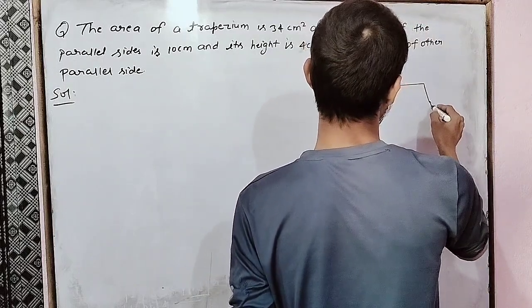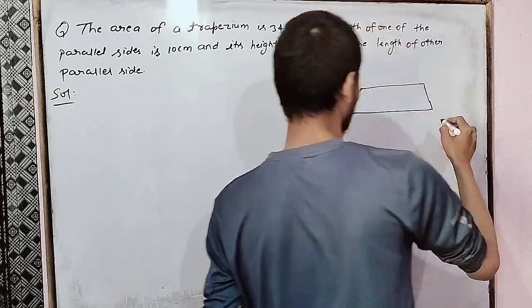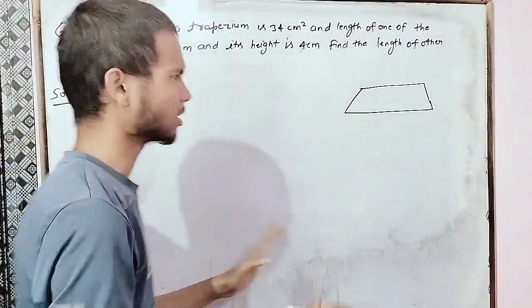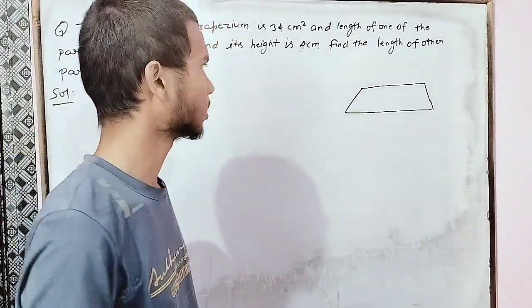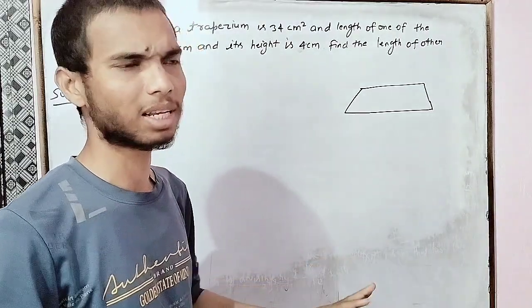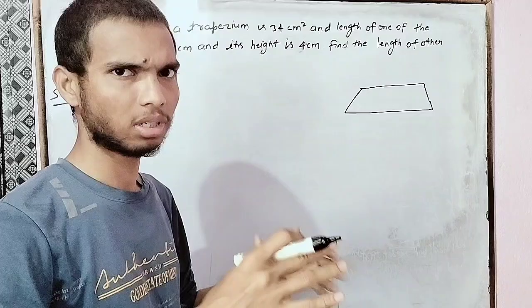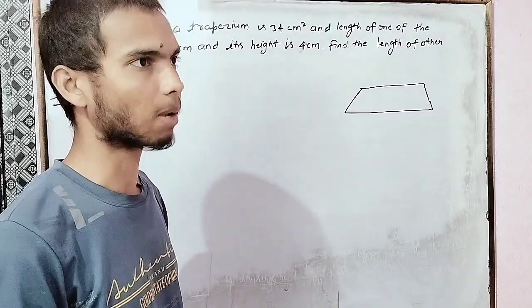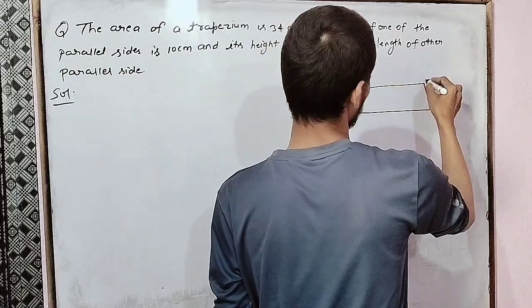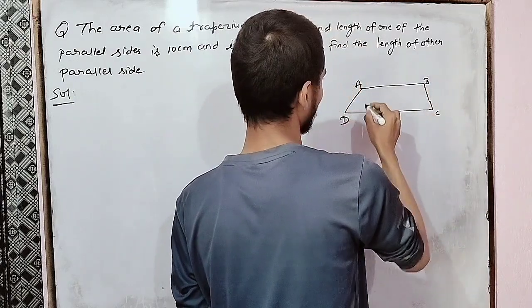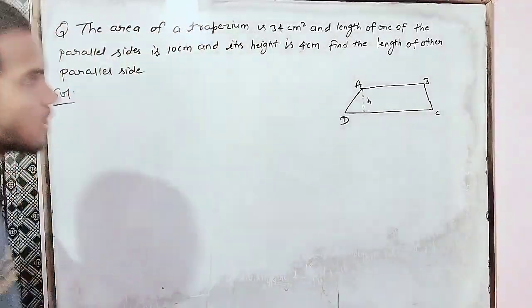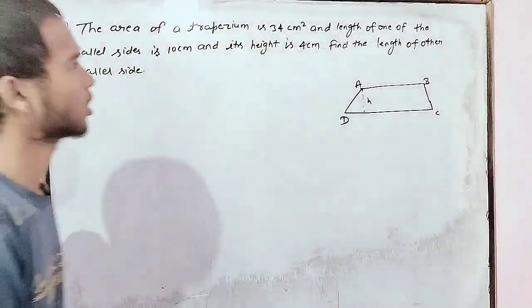So I think the trapezium will look like this. This is not an exact figure, but we are assuming this will be the figure of this trapezium. To understand, we are assuming A, B, C, D. This is the height, which is represented by H.